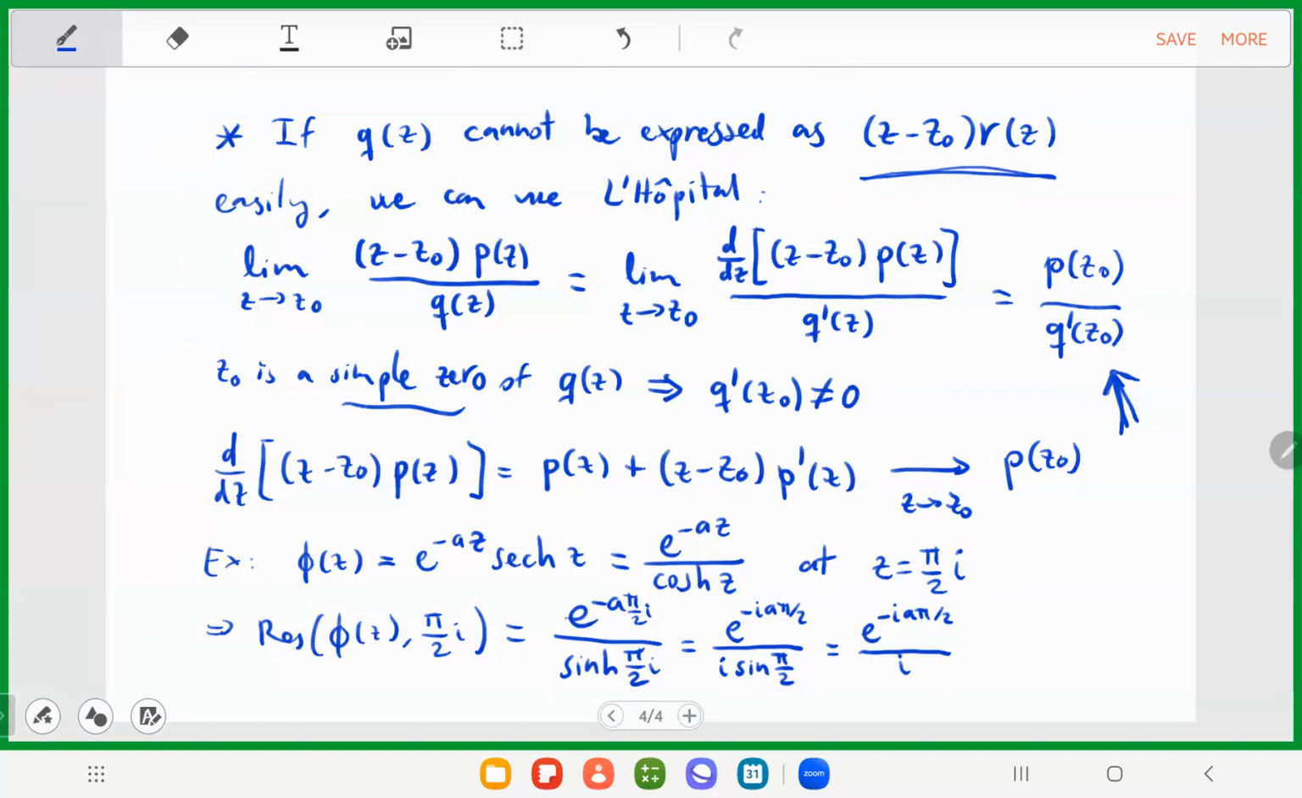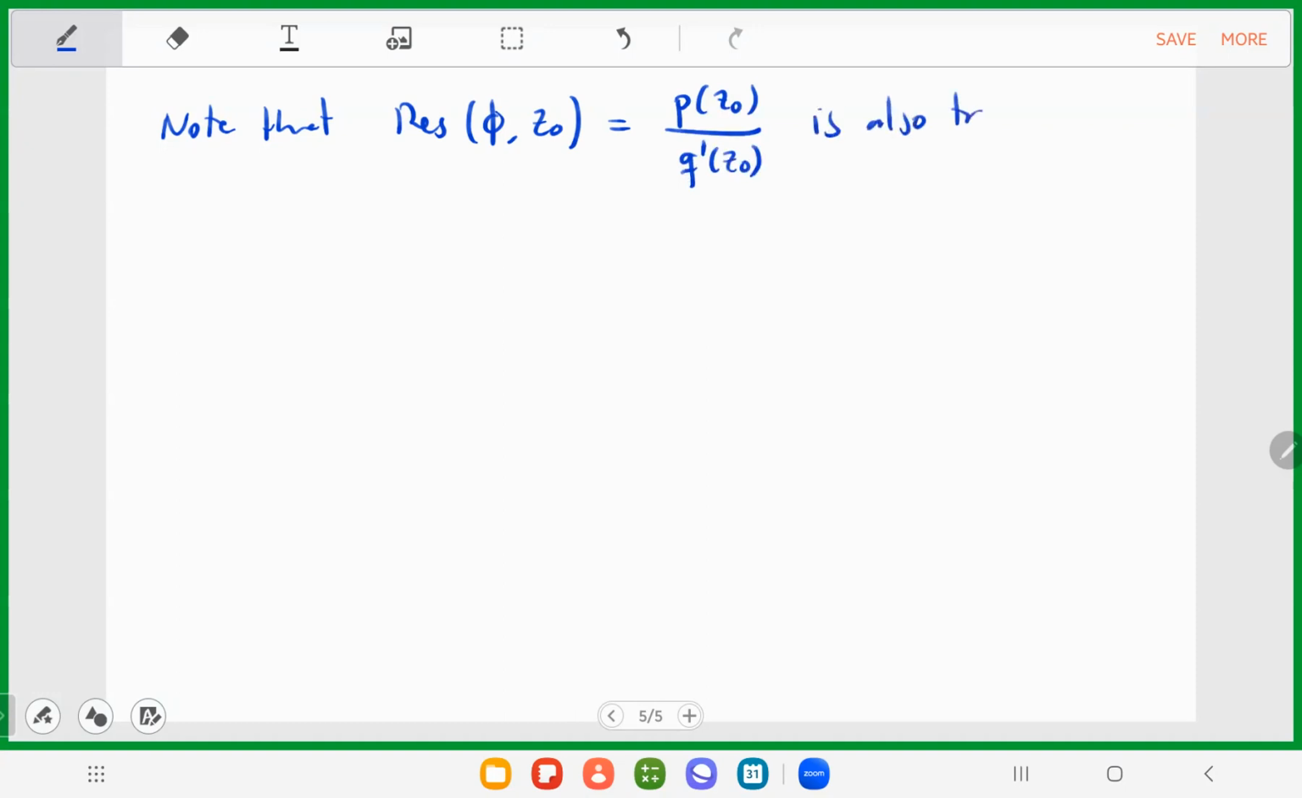So okay, let's see this other example. I think it's interesting. Note that the residue of phi at z0 equal to P of z0 divided by Q prime of z0 is also true even if Q is factorized as z minus z0 times R. So even if we know how to factorize Q, we can sometimes use this method and things would be easier.